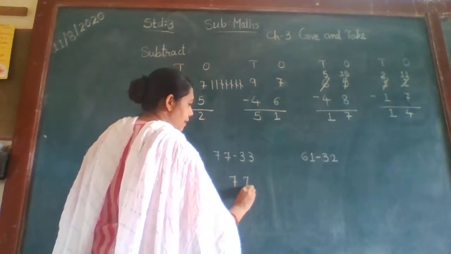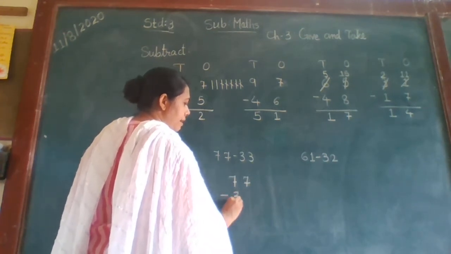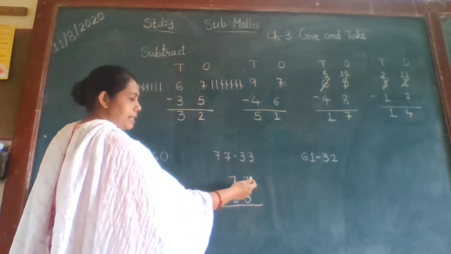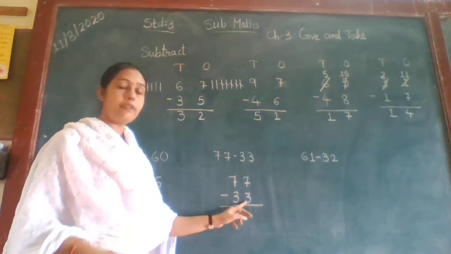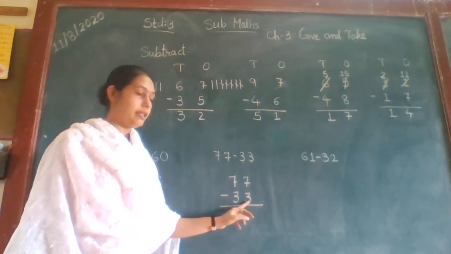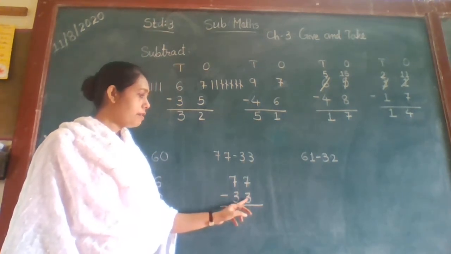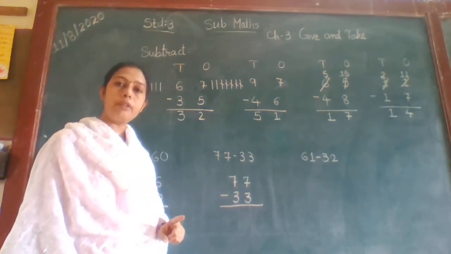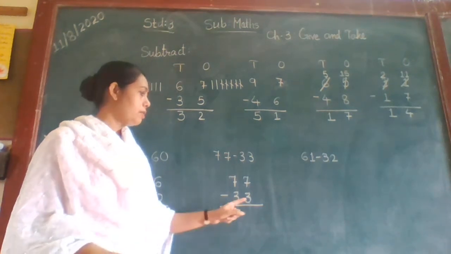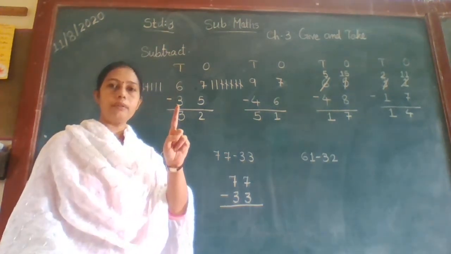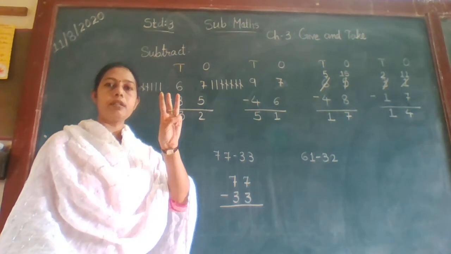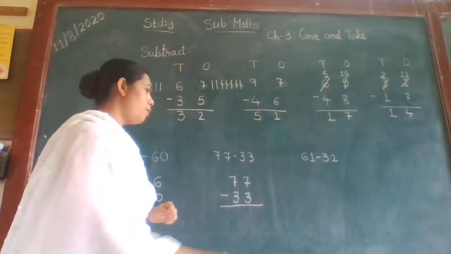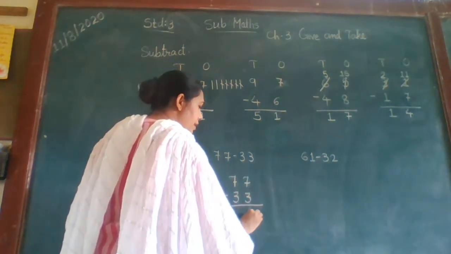Now 77 minus 33. So we write it: 77 minus 33. Ones place and tens place. We start from the ones place. Here we have to see first of all the second number. What is on the ones place in the second number? 3. So after 3 we have to count the fingers till 7. So after 3: 4, 5, 6, 7. How many fingers did you get? 4. So 7 minus 3 is equal to 4.